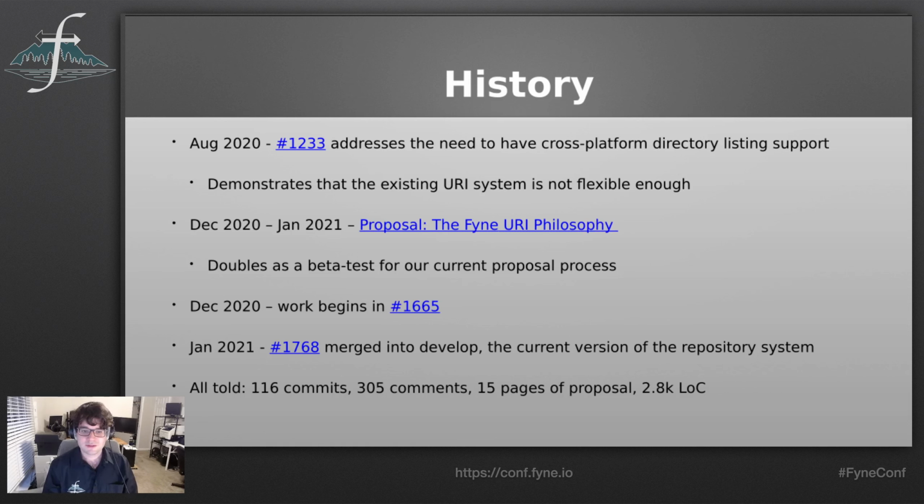So in December 2020, which was my winter break, until about mid-January, we developed this proposal, and these are clickable links if you download a copy of the slides. If you can't, this proposal is in the wiki for the Fyne GitHub repository, and the numbers here in blue are either issue or PR numbers, in case you're interested in following along at home. That proposal also doubled as a beta test for the proposal process that we now use for all of our proposals.